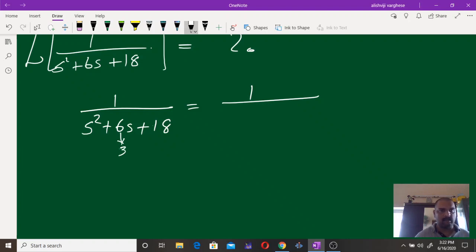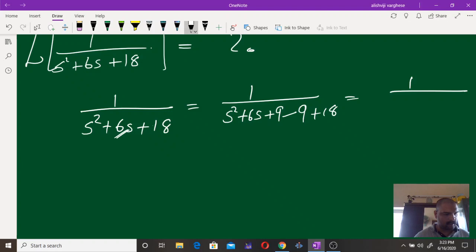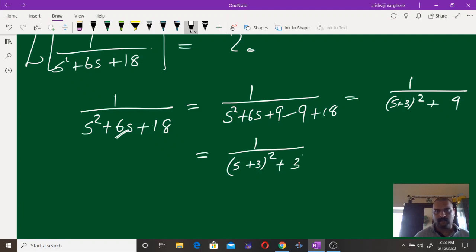Then how will we make it a perfect square? The process is like this. To make it a perfect square, we write s square plus 6s, then we add the square of half of the coefficient of s. So 6 by 2 is 3, 3 square is 9, then we subtract 9, then plus 18. This becomes 1 by s square plus 6s plus 9, which is s plus 3 the whole square. Then what remains is plus 18 minus 9, that is plus 9. So this is equal to 1 by s plus 3 the whole square plus 3 square.